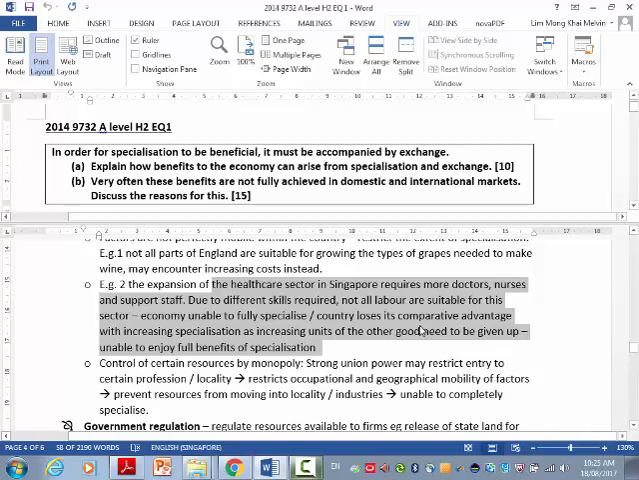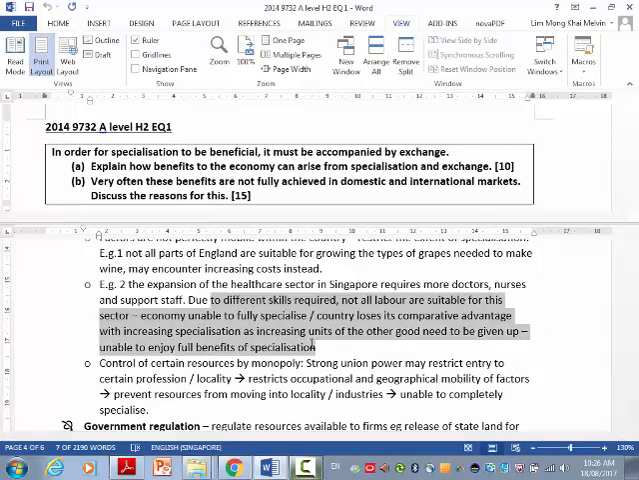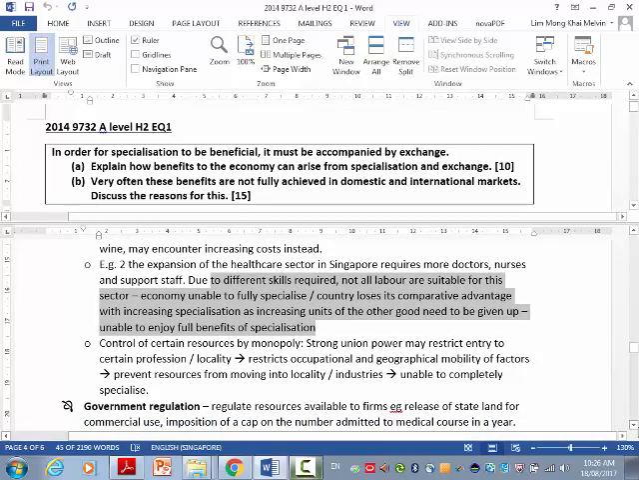Thus, losing comparative advantage. The idea of comparative advantage is that it can be dynamic. Dynamic, what do we mean? That means you can either gain or you can also lose it. For example, if we talk about the healthcare sector in Singapore, due to different skills required, not all labor are suitable for this sector. So the economy is unable to fully specialize, and as a result of that, the country loses its comparative advantage. And as a result, they are unable to enjoy the full benefits of specialization because of that.